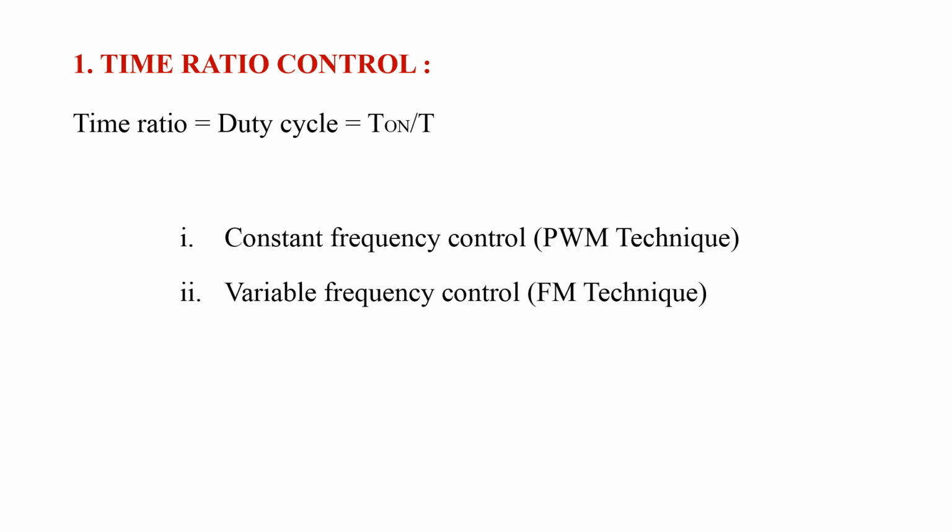Now consider the first method, that is time ratio control. We know time ratio means duty cycle, the ratio of on time of the chopper to the total time of the chopper. Depending upon this ratio, this first method, time ratio control, is again classified into two types: constant frequency control method and variable frequency control. Constant frequency control method is also known as pulse width modulation technique and variable frequency control is also known as frequency modulation technique. Now we are going to discuss each technique.